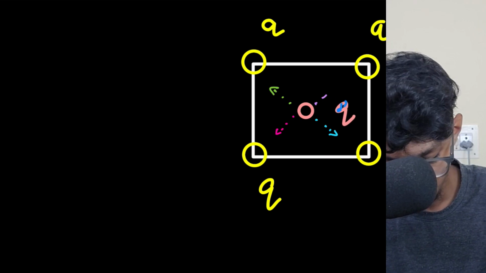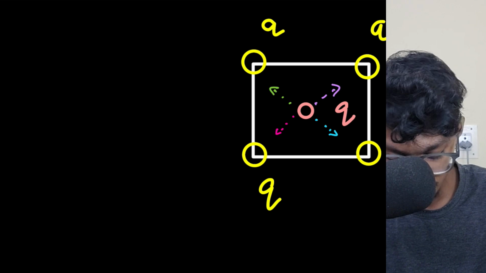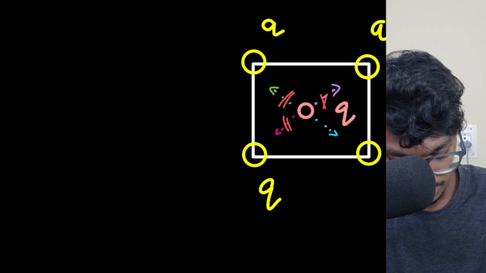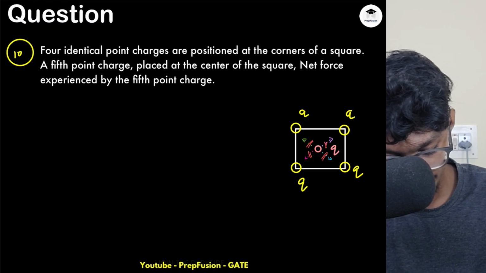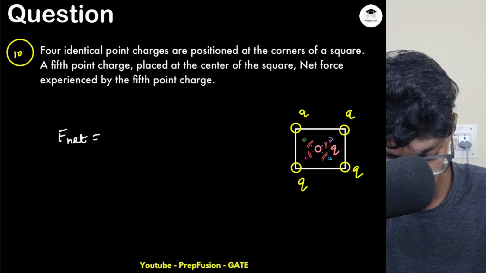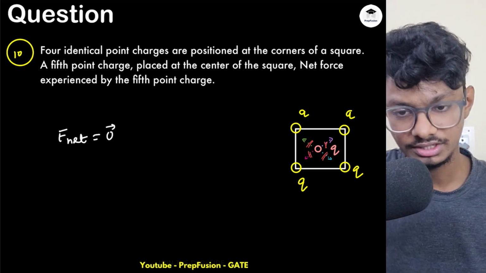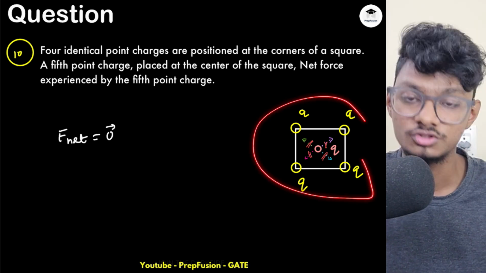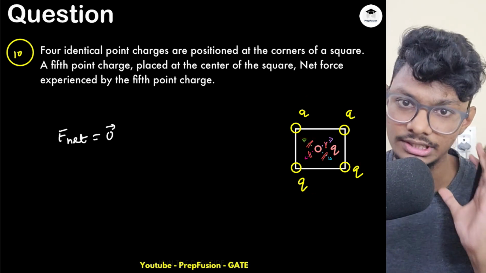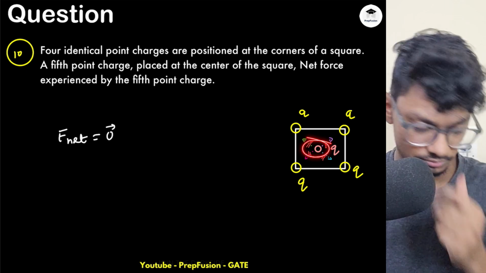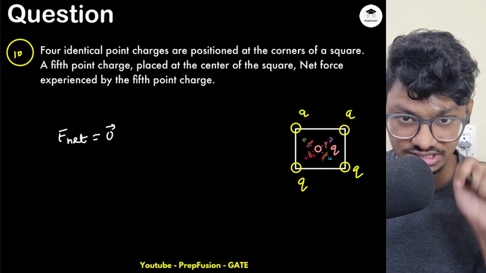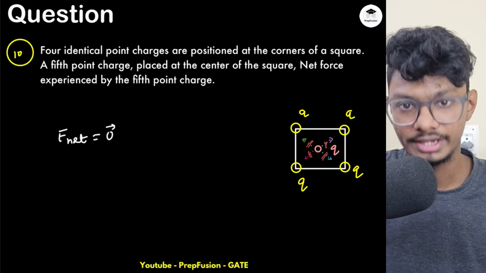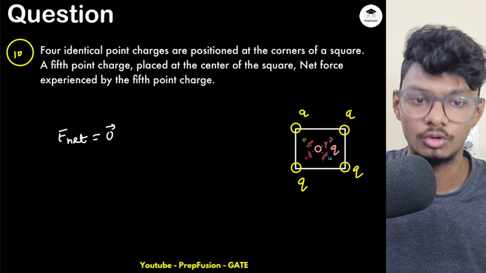If I just move the Q, all of them are cancelling each other out, right? So net force F net will be simply null vector. It doesn't have any direction. Net force will be simply 0. So if your figure follows geometric symmetry and obviously all the charges are same, then the net force will always be 0 if the charge is placed in the center of a figure. Okay, regular shape meaning square, circle, polygon, regular hexagon, all those things, right?